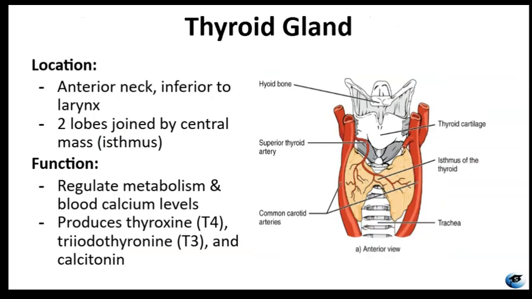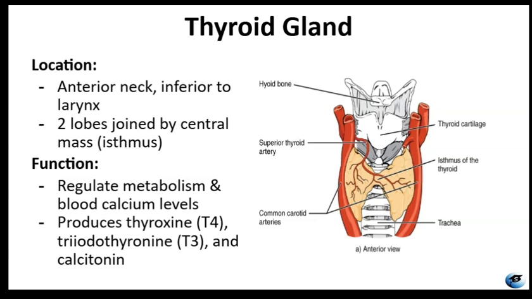Let's look at the thyroid first. Located on the anterior neck, just inferior to the larynx, so it's just below the Adam's apple. It has two distinct lobes, one on each side of the trachea, connected by a central mass called the isthmus. This butterfly-shaped gland wraps around the front of the windpipe, and it's often visible or palpable in a physical exam.